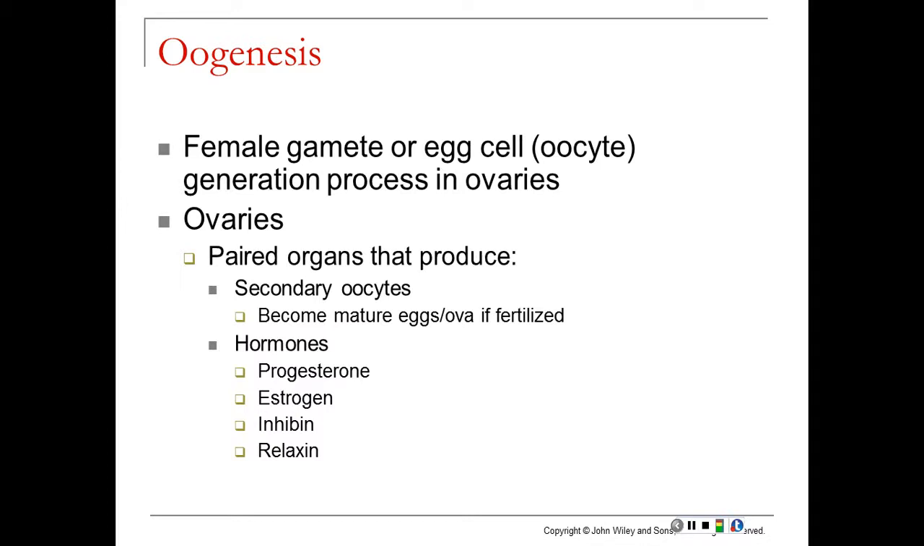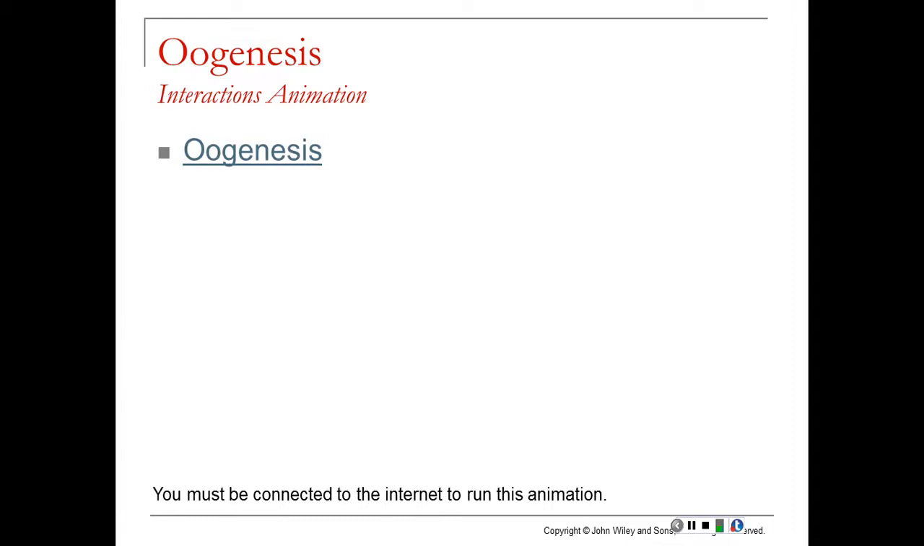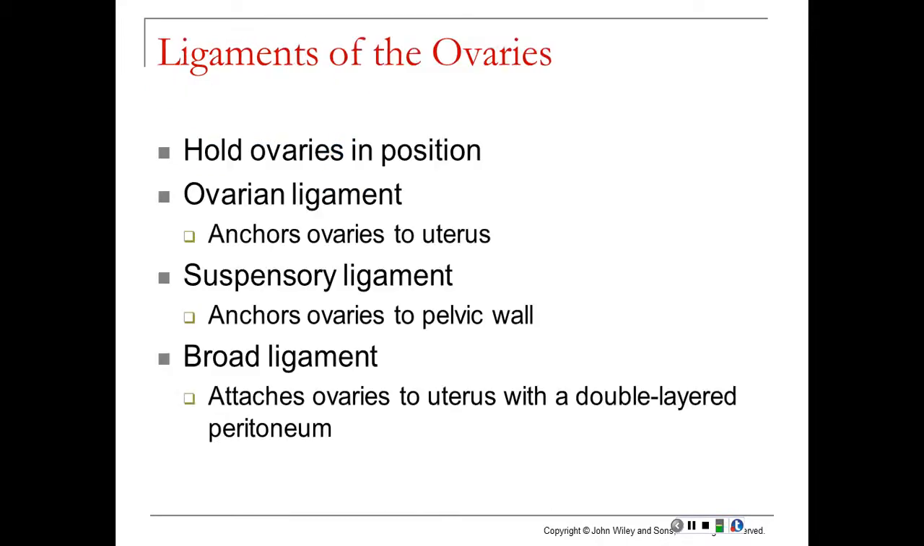So let's talk about the process of oogenesis, which is kind of a cool word, I think. This is the process of egg production. It occurs in the ovaries. The ovaries are those paired organs producing those secondary oocytes, which will eventually mature if they're fertilized. They release hormones: progesterone, estrogen, inhibin, which is the same hormone as in males, and relaxin. This animation here goes through the process of oogenesis.